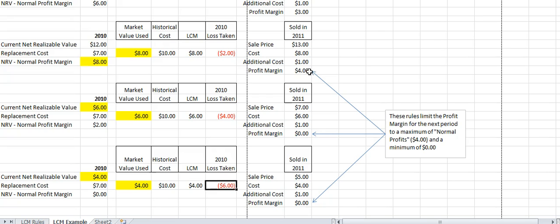And we're going to limit the maximum profit margin in the future to the normal profit margin, which is 4, and the minimum profit margin in the future to 0 if we follow this method. Okay, so that is lower of cost or market. Another major inventory concept that you have to learn along with the cost flow concept.